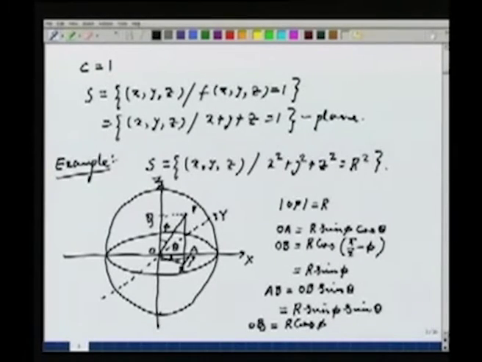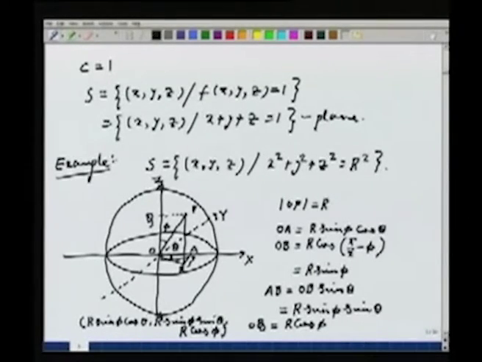Okay. So what are all the 3 coordinates of the point P? The x, y, z coordinates of the point P, that I can easily calculate now. The coordinates turn out to be: first the x coordinate, that is r sin phi cos theta, then the y coordinate, that is r sin phi sin theta, and then the z coordinate, that is r cos phi.